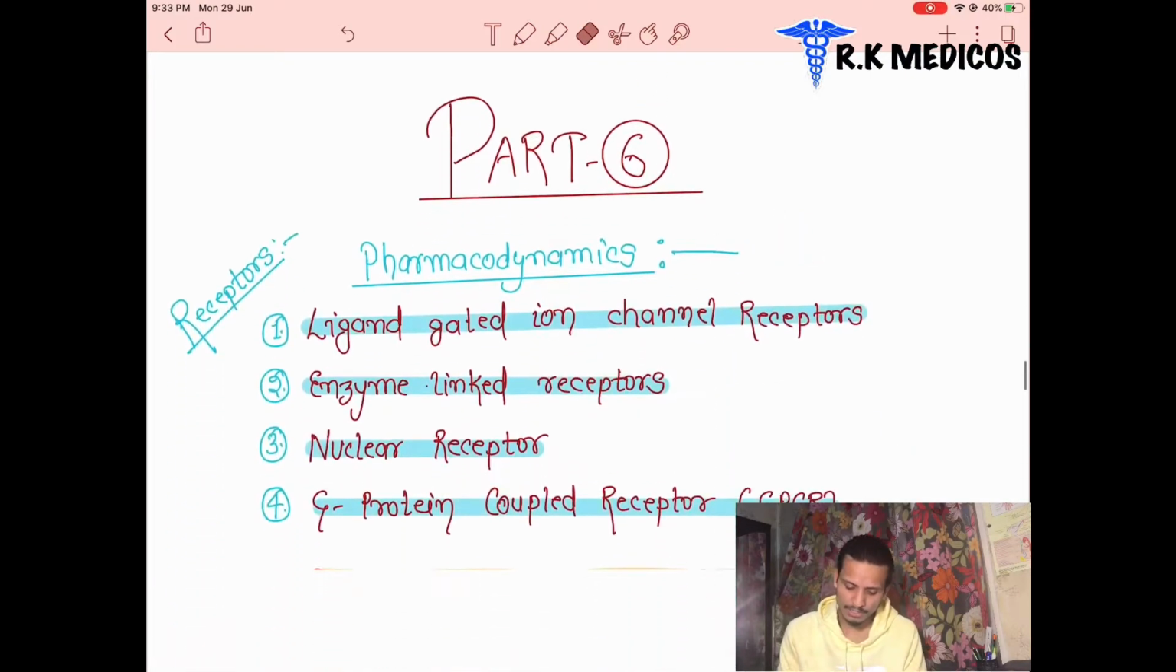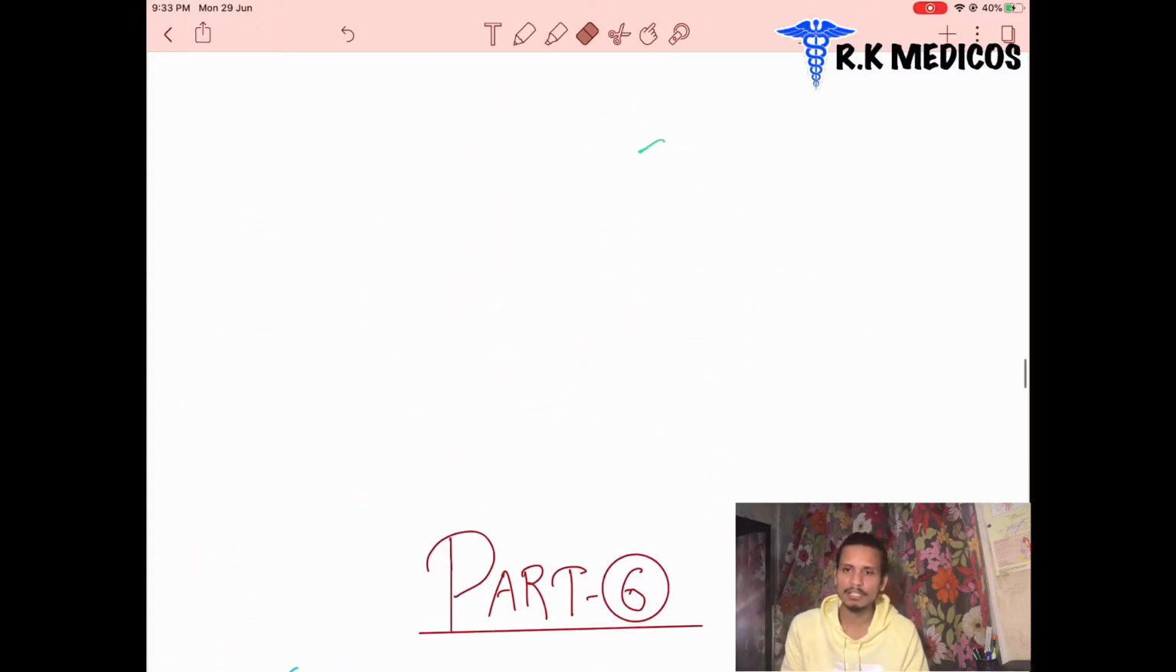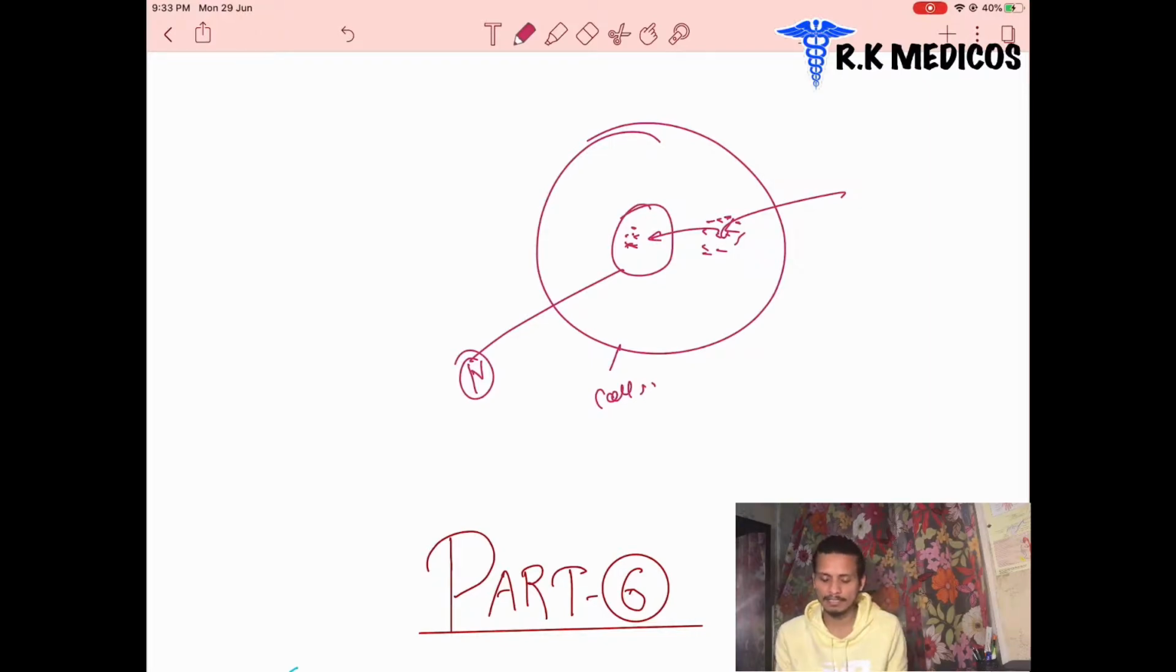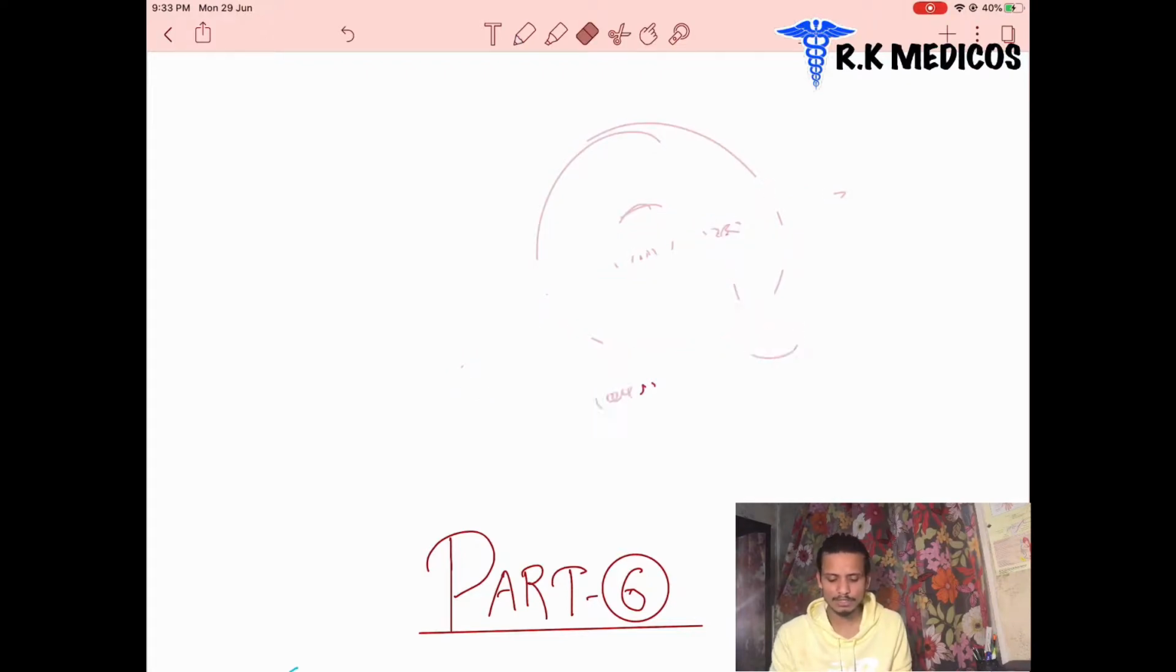What is the third? The third is the nuclear receptor. Something happens like this. Suppose this is our cell, and this is the nucleus of the cell. Inside the nucleus there are several different types of receptors present. In the cytoplasm also, several types of receptors are present. They bind to some neurotransmitter and move inside. They are called nuclear receptors, and inside the nucleus there are different types of receptors present.